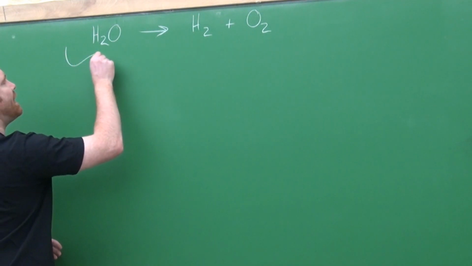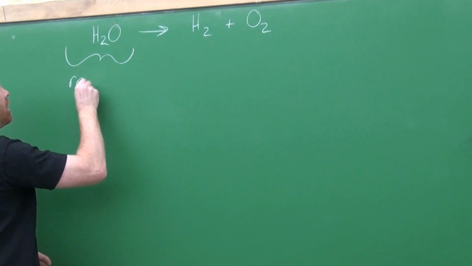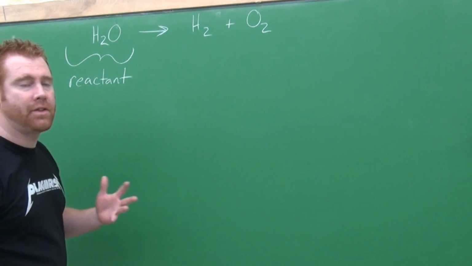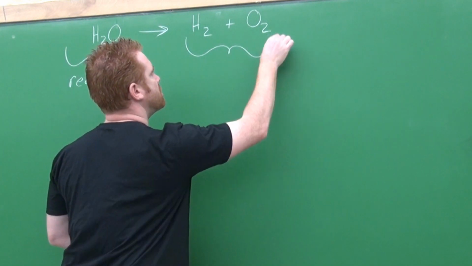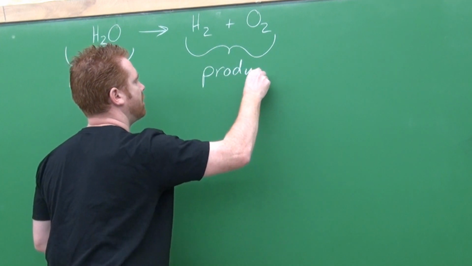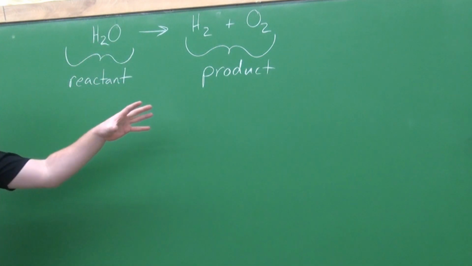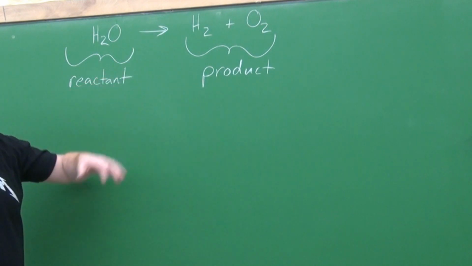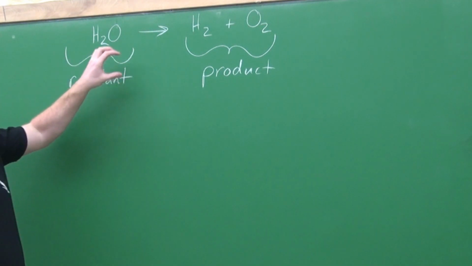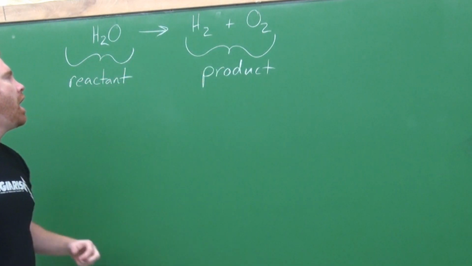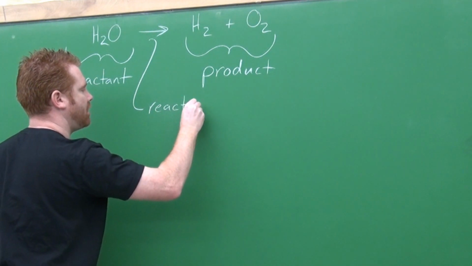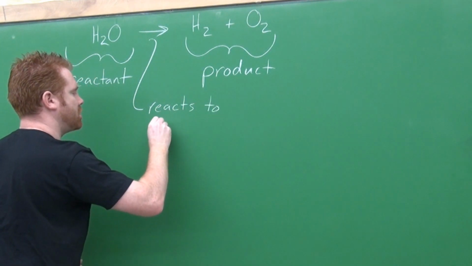We call anything that we start with a reactant, and anything that is produced by the chemical reaction a product. Now the arrow in between, what does that mean again, or how do I read that? Because I don't say H2O, arrow, H2 plus O2. I'm going to read that as reacts to produce.